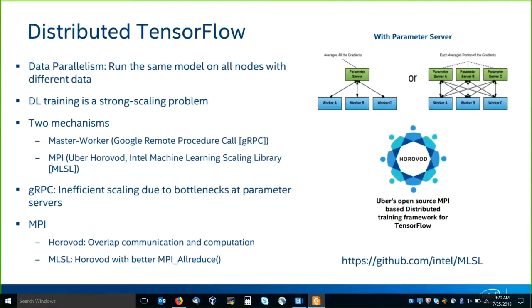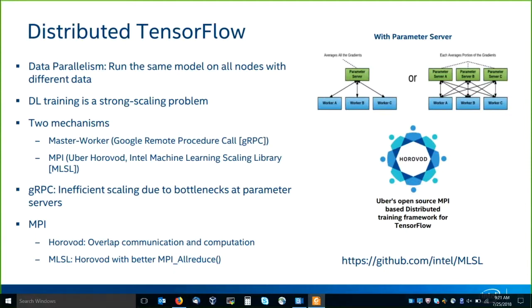We have two different mechanisms of doing it in TensorFlow. One is the native mode, which is Google RPC, basically a typical master-worker model. As you can see in the picture on the right, a set of workers are assigned to a parameter server, which is where the gradients of the weights are aggregated and then distributed back to the workers.